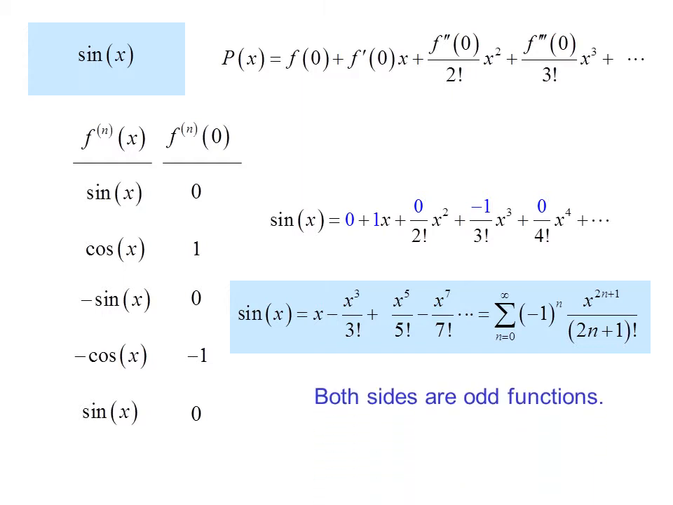This time we notice that both sides are odd functions, and we notice that sin 0 equals 0 for both sides. Once again, this might be a help in remembering the formula.